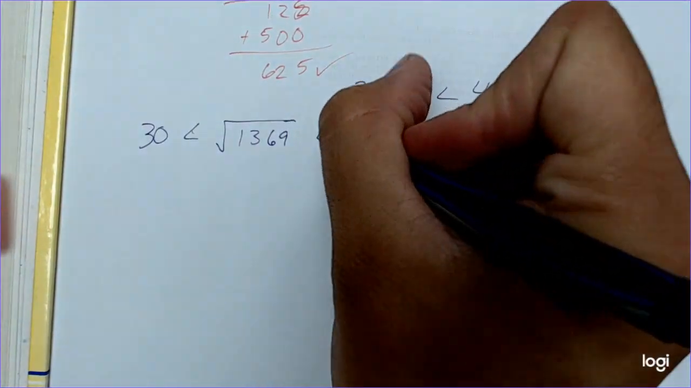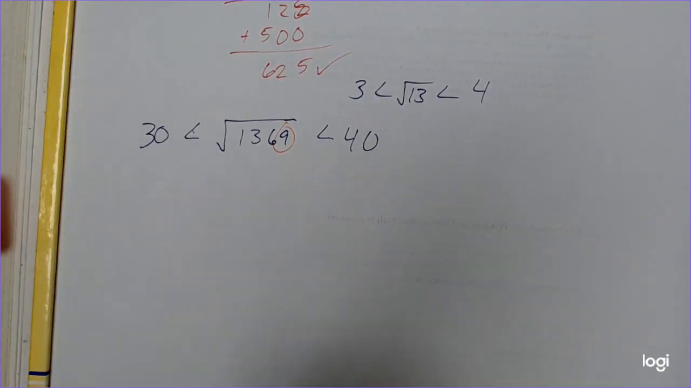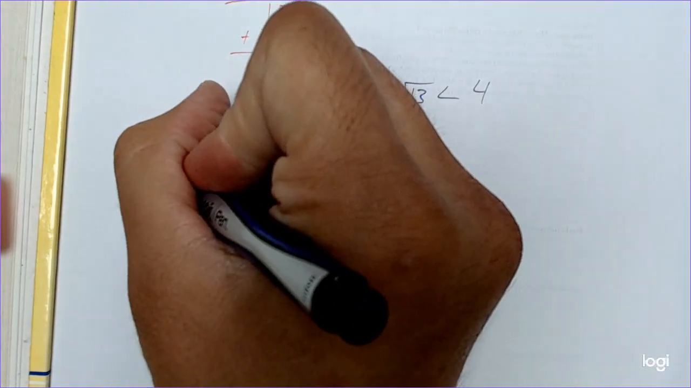30 and 40. Now that I've figured out the tens value, I'm going to look at this last digit. Remember, I'm going to look at this 9. Now, what perfect square ends in a number with 9? So let's count by my perfect squares. 2 squared is 4, 3 squared is 9. Ooh, do you think it'll be 3? That's possible. Let's try 33.